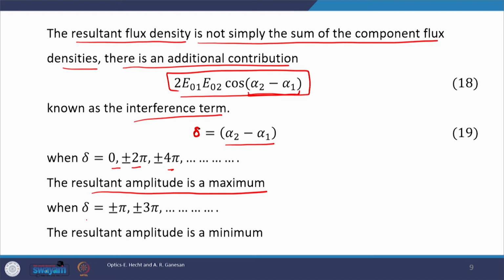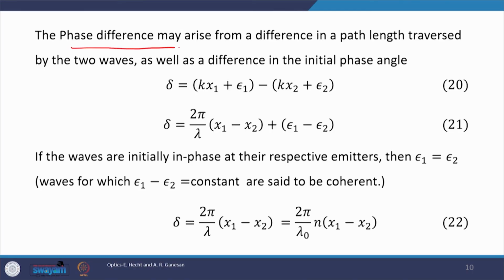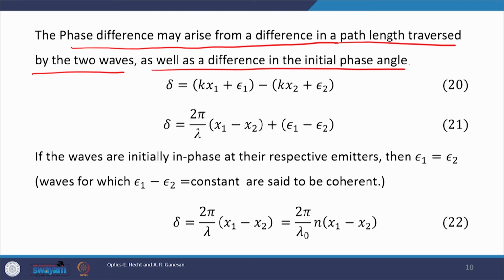However, when del is equal to odd multiple of pi, that is if del is equal to plus minus pi, plus minus 3 pi, then the resultant amplitude will be minimum, which corresponds to destructive interference. Okay. Now, the phase difference may arise from a difference in path length traversed by the two waves as well as difference in the initial phase angle.